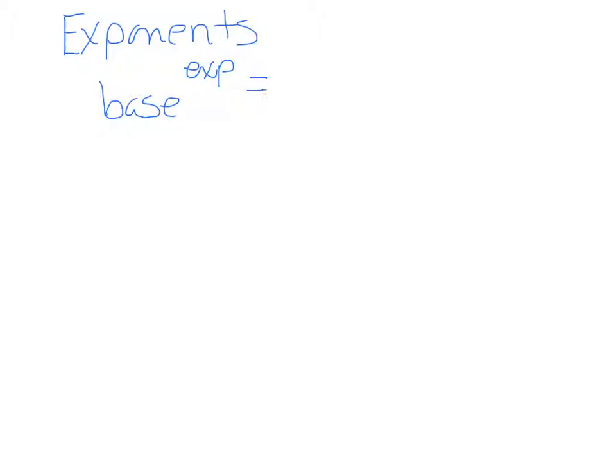Today we're going to do a little review on exponents. So, let's talk about exponents a little bit. We do know that in exponents, we have a base raised to an exponent that gives us an answer. For example, 8 squared is 64 because 8 times 8 is 64.